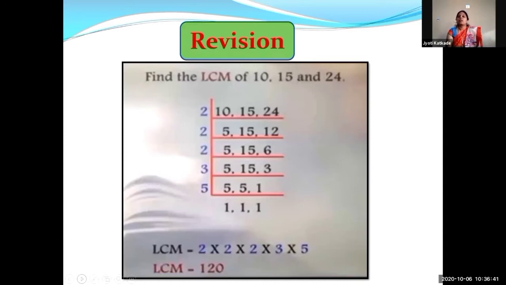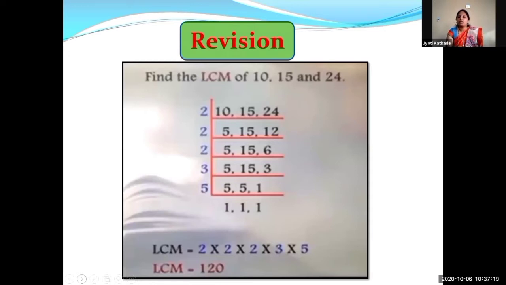Now write the 10, 15 and 24 which are given on your screen like this, separated by commas. Now find the lowest prime factor. This is the method of finding LCM, that is the prime factor method. The lowest prime factor is 2. Now 10 is divisible by 2 and 24 is divisible by 2, but 15 is not divisible by 2.